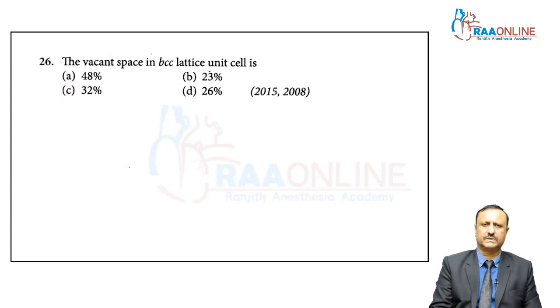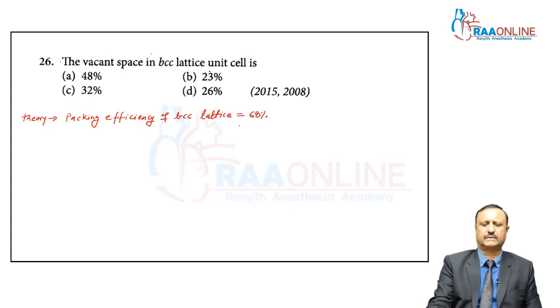Now we can see question number 26. The vacant space in a BCC lattice unit cell is, my dear students, question number 26 is about packing efficiency. The packing efficiency of a BCC lattice is 68% and the empty space is 32%. So my dear students, here they want the empty space. So for question number 26, you can go with answer C. And this question was also asked in 2008, then 2015 in the NEET exam.